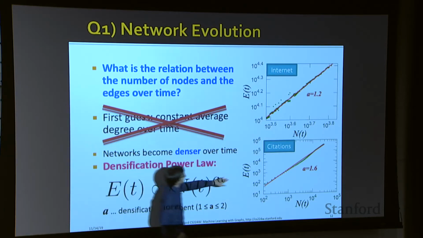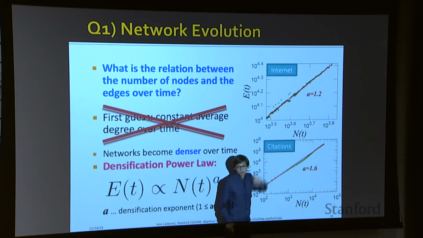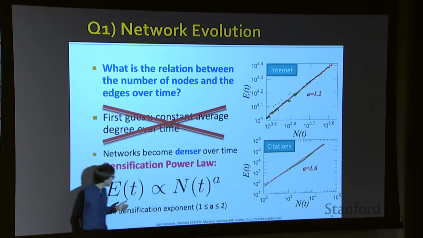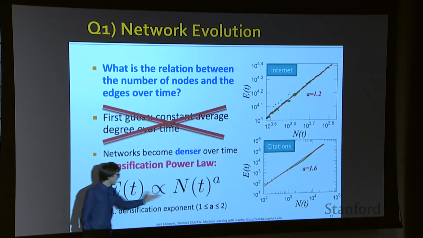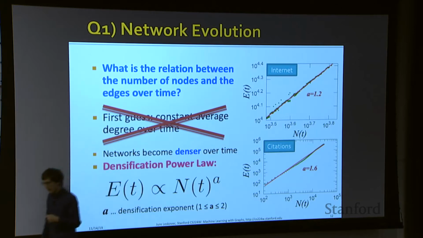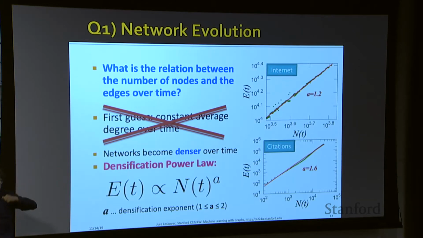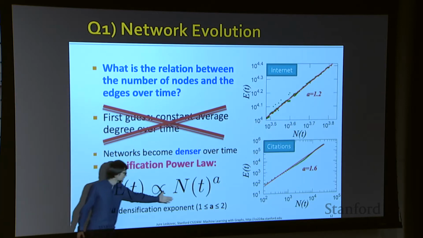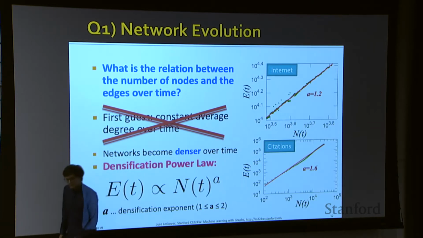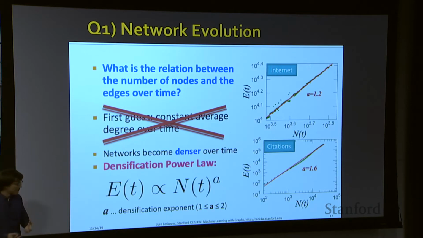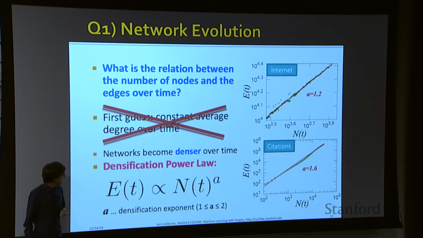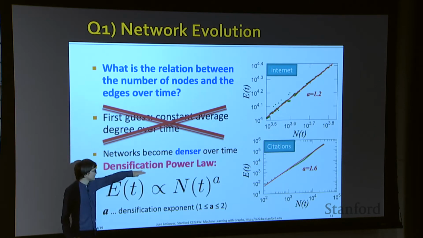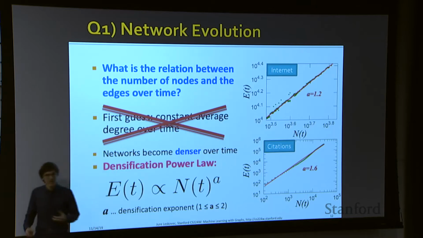It turns out that it's 1.6, 1.2. So it's bigger than 1. So it means that the number of edges at a given time is the number of nodes raised to some power a, and that power is non-trivial, and it's bigger than 1. So it means the number of edges is growing faster than the number of nodes, which means that the average degree in this network is growing over time. And that's why it's called the densification power law, because the network is getting denser.